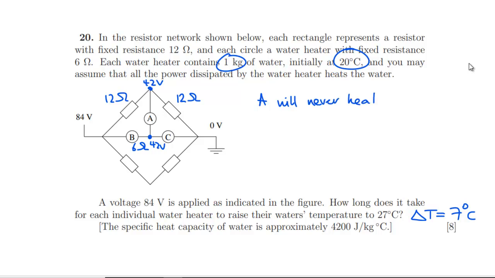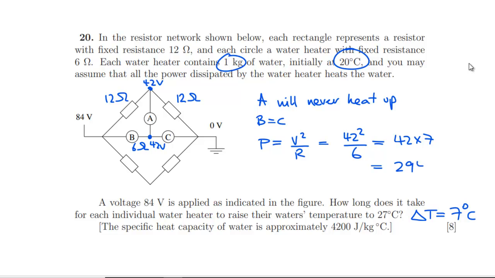So that's one thing. Then B is equal to C, and they both have 42 volts. So the power is going to be V squared over R, which is 42 squared over 6, so that's 42 times 7, which is, what's 42 times 7? That's going to be 294 watts. So that's what we've got happening there.